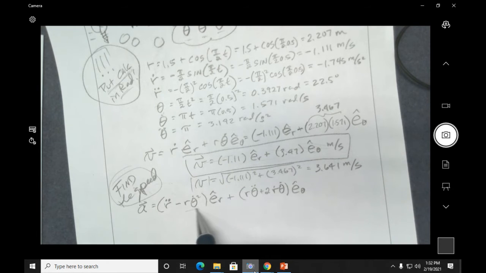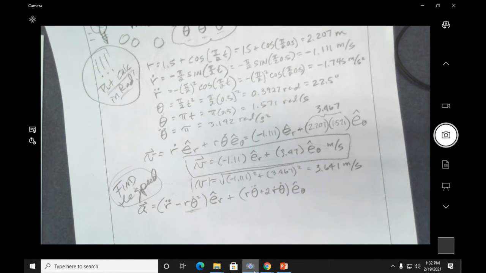Can anybody tell me what this represents, what this guy represents? In the chat, tell me what that represents. I want you thinking. Anybody? Bueller?